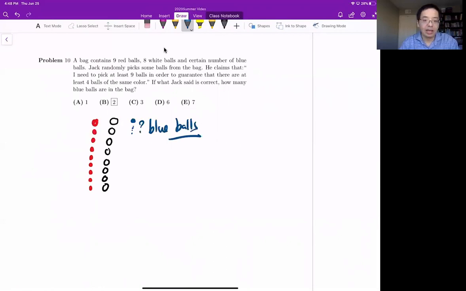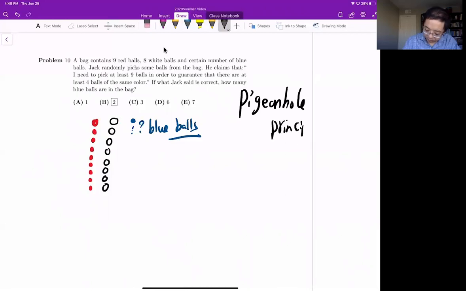Okay, so Jack randomly picks some balls from the bag, and he says, regardless how I do it, if I pick 9 balls out of the bag, then I can guarantee there are 4 balls of the same color. Okay, so this is one example of something called the pigeonhole principle. You can look at chapter 13 of the textbook, that's about the pigeonhole principle and other things. There are some interesting applications, examples of the pigeonhole principle.